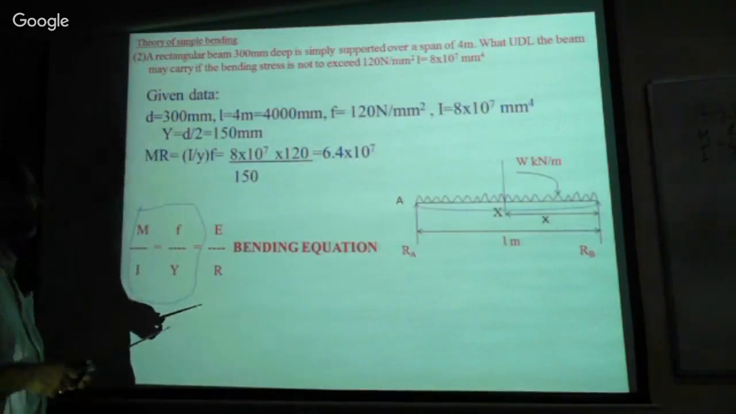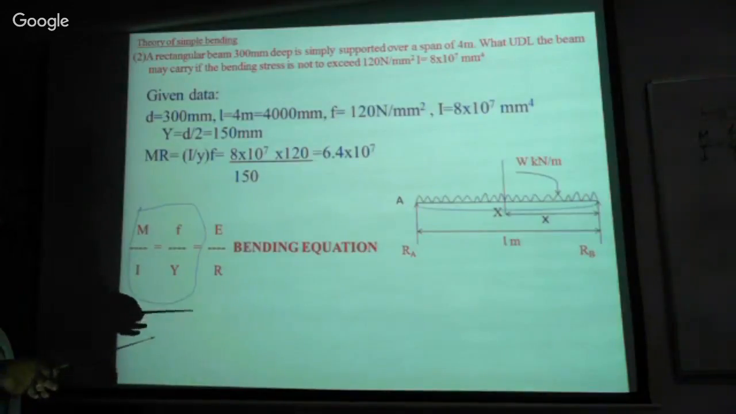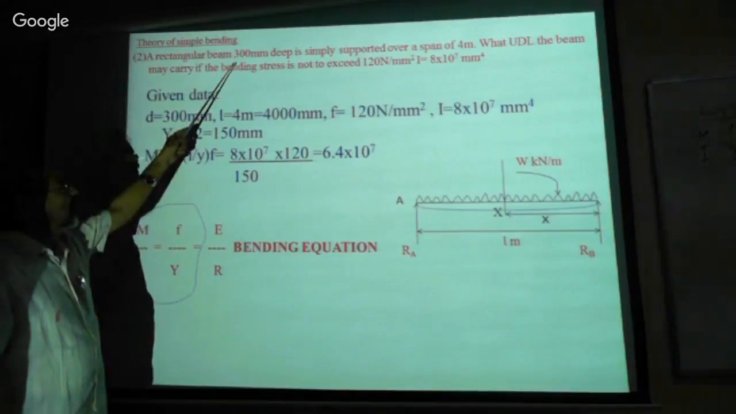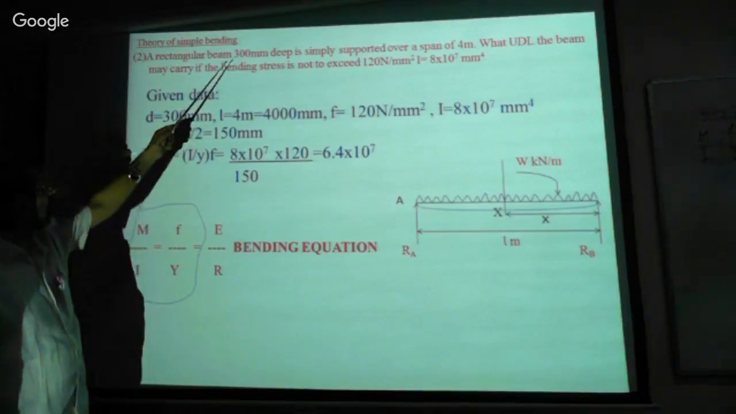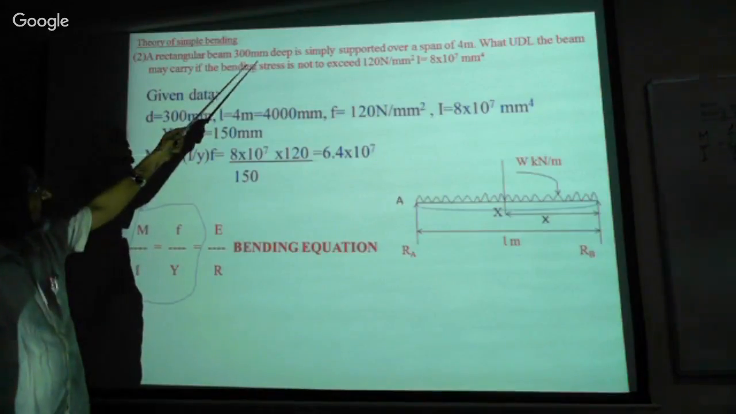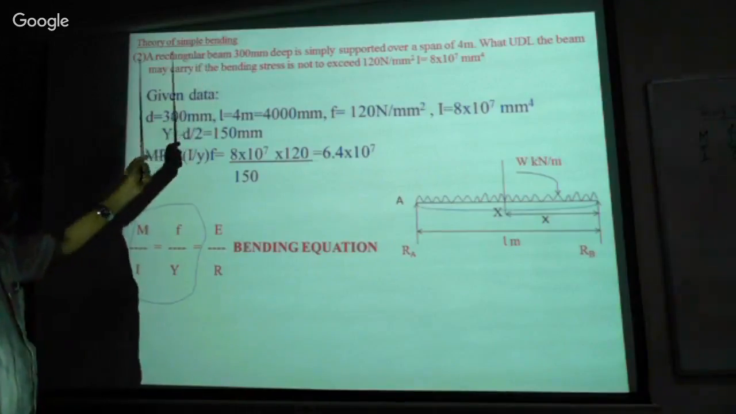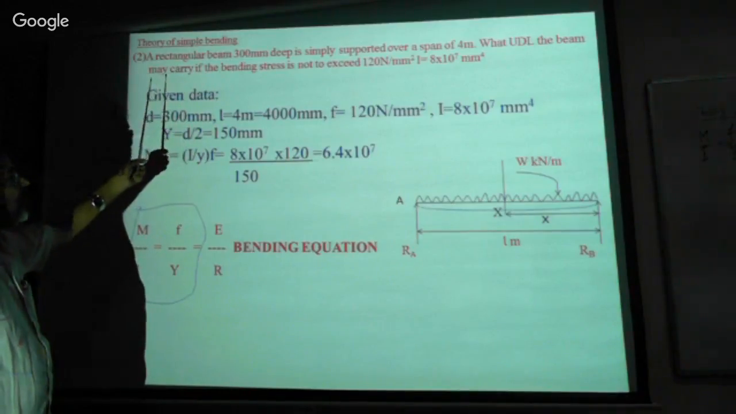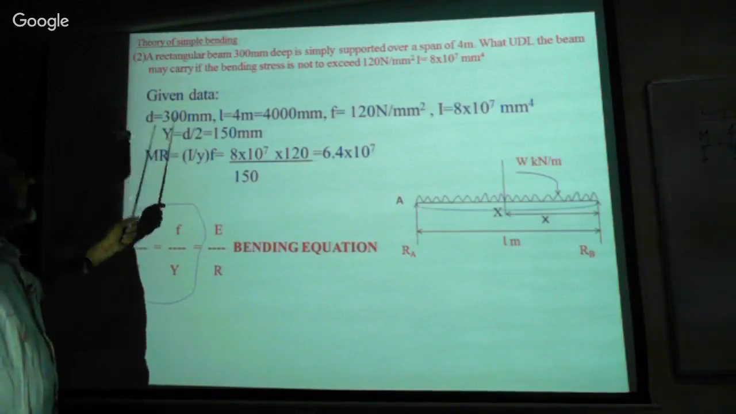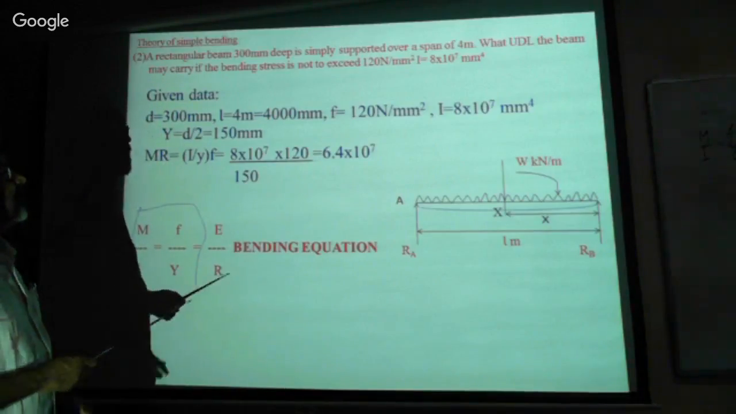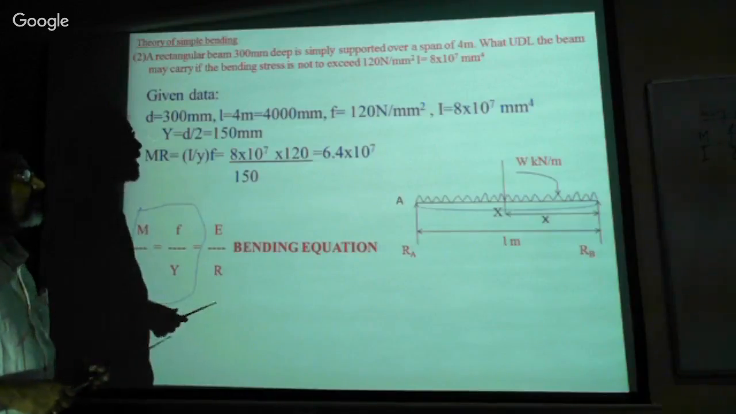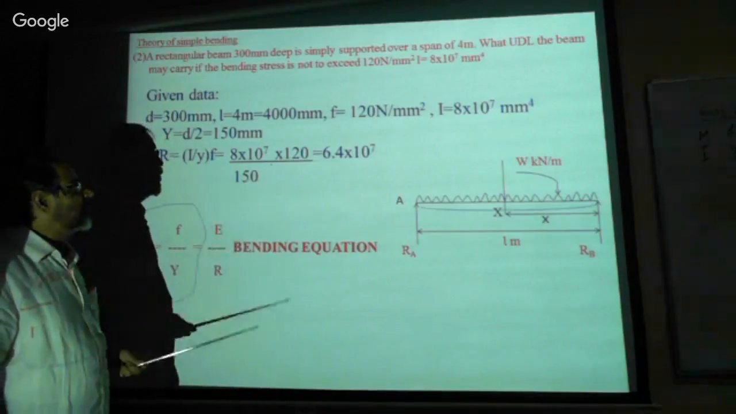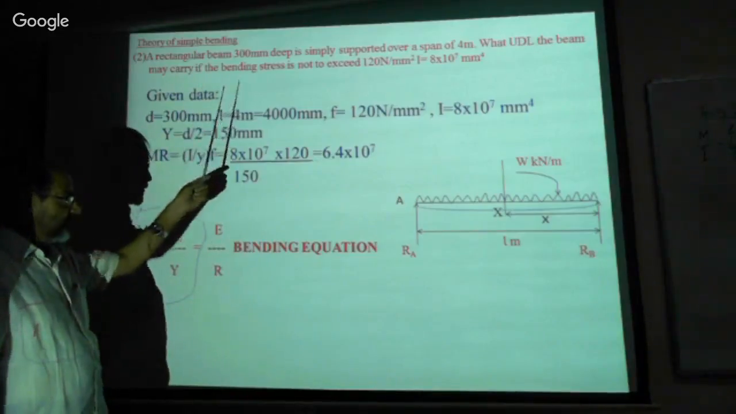So similarly, now we can solve one more problem. A rectangular beam 300 millimeter deep is simply supported over a span of 4 meters. What UDL may the beam carry if the bending stress is not to exceed 120 newtons per millimeter square, and I is equal to 8 into 10 to the power of 7 millimeter to the power of 4. Now these are the data given here.